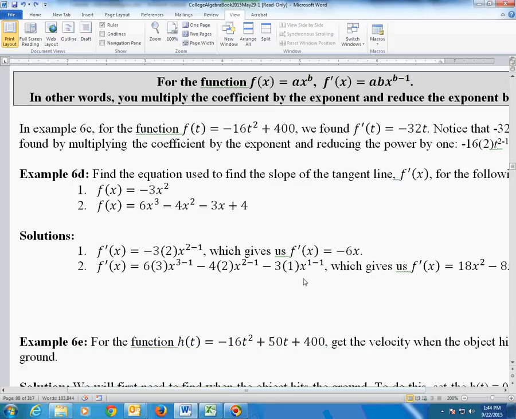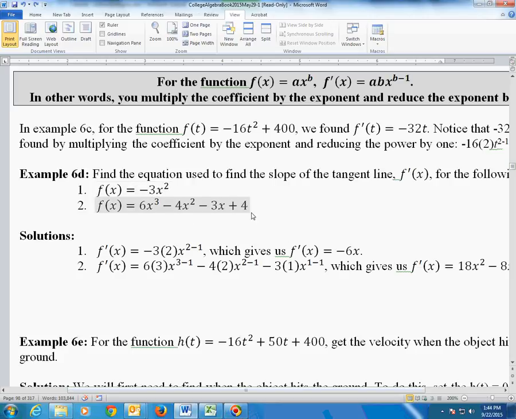Okay, here's some ones to practice on. Find the equation used to find the slope of the tangent line. In other words, find f prime of x for the following. First one is negative 3x squared. Well, all you do is take the 2 down in front and multiply it together. You'll get negative 6x and reduce that by 1. So you just get negative 6x.